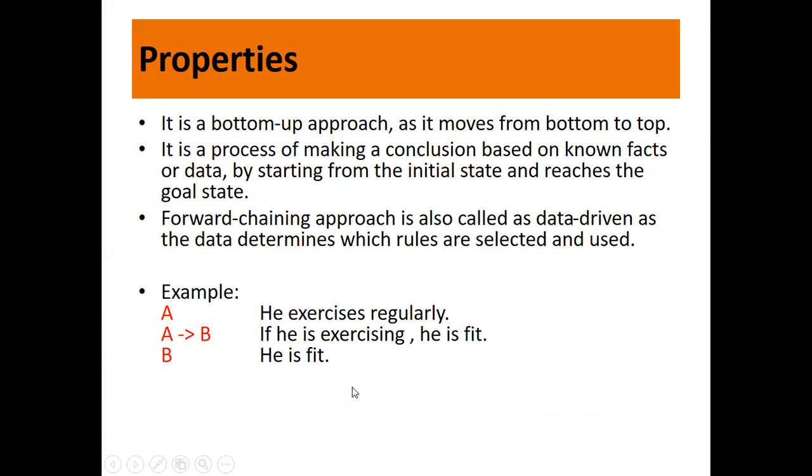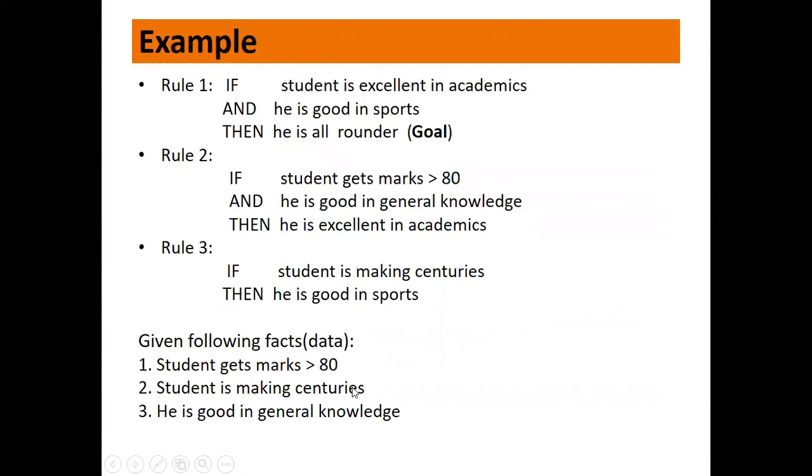We'll look at an example in detail so the concept will be still more clear. Here I have the three rules given and the facts given, right? Now using these three rules, I need to reach a goal. Rule 1 says, if student is excellent in academics and he is good in sports, then he is all-rounder. This is our goal. We need to prove that the student is all-rounder.